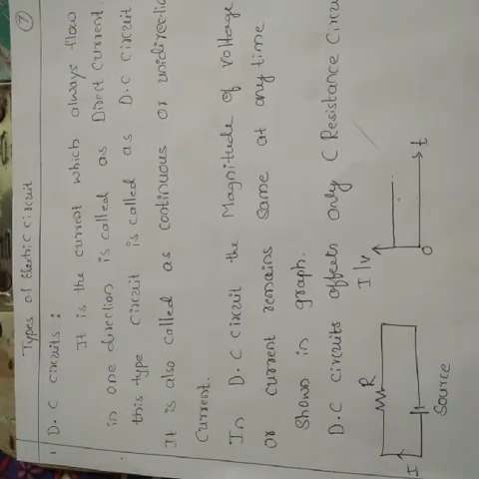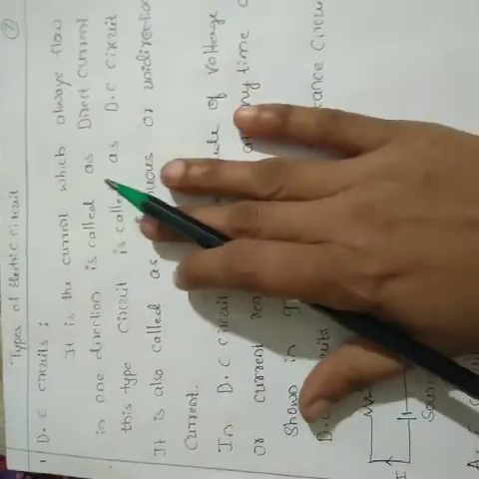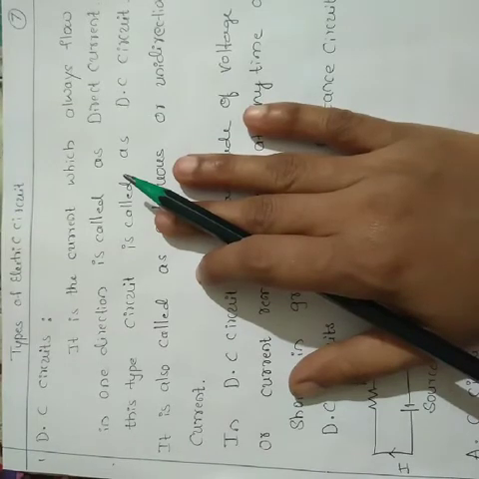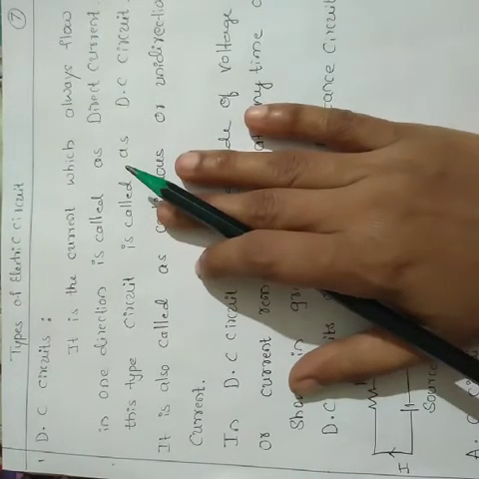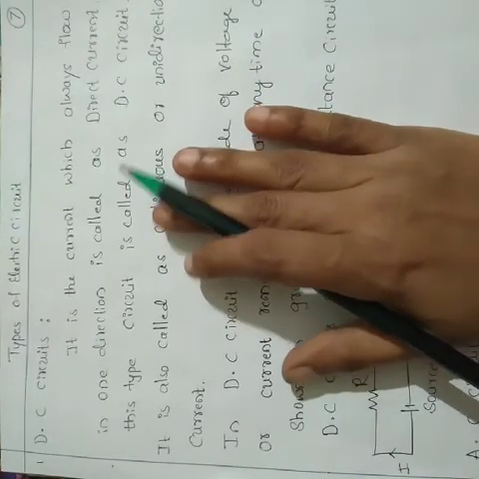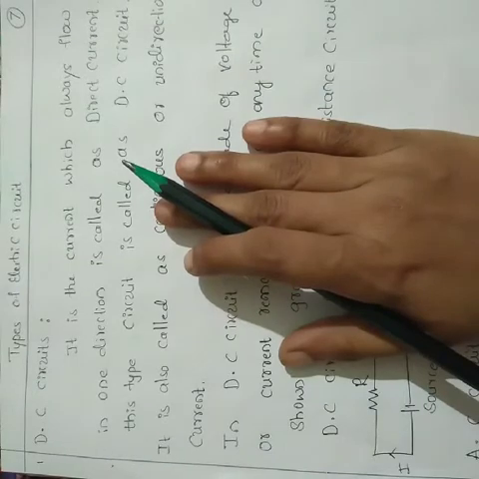Another topic is electric circuits. A simple electric circuit is made using four parts, that is source, load, consumer and controller. Source, load, consumer and controller make one simple electric circuit, which I discussed in the last video. But today's topic is types of electric circuits. There are different types of electric circuits depending on condition, depending on current flowing, as well as depending on circuit elements.